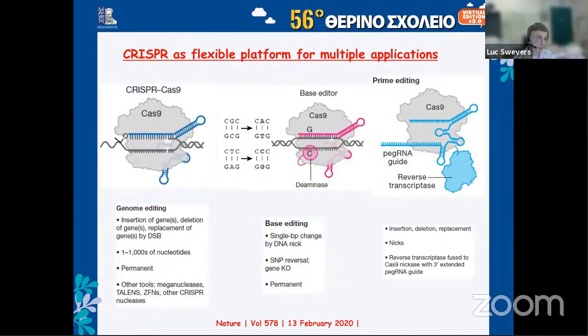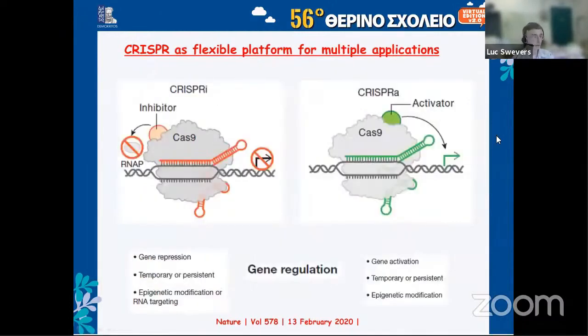More recently, CRISPR has emerged as a very flexible platform for multiple applications. So I already discussed in detail the canonical system, the base editor system, and very shortly the prime editing system. But there are more other applications. One important application is gene regulation. The CRISPR system can be recruited to promoters, and if it's then fused with transcriptional inhibitors or transcriptional activators, it can repress or activate genes at specific loci.